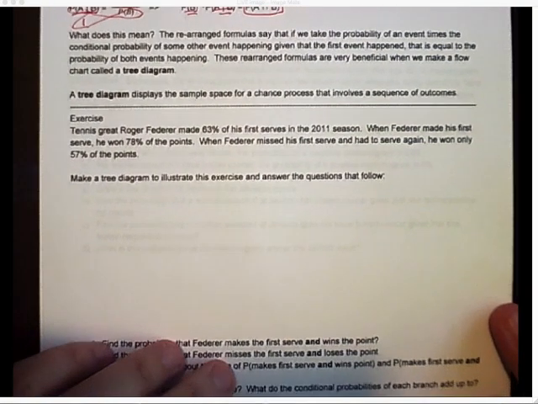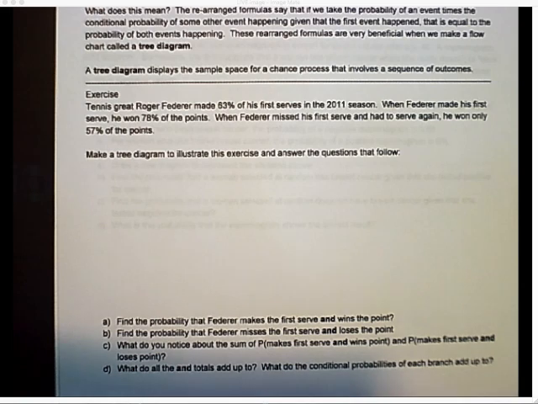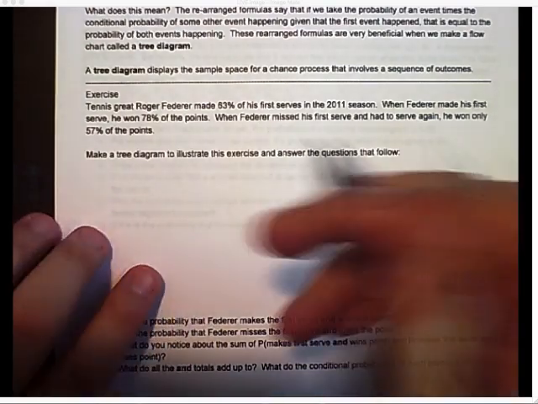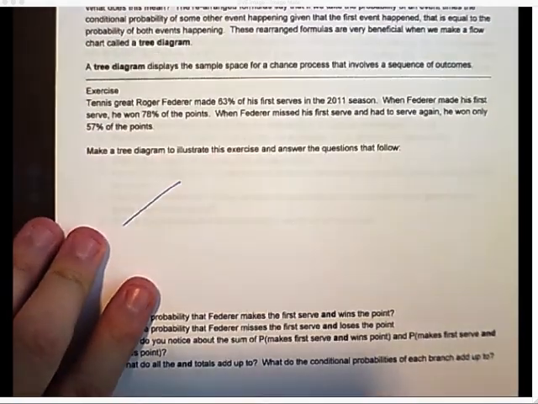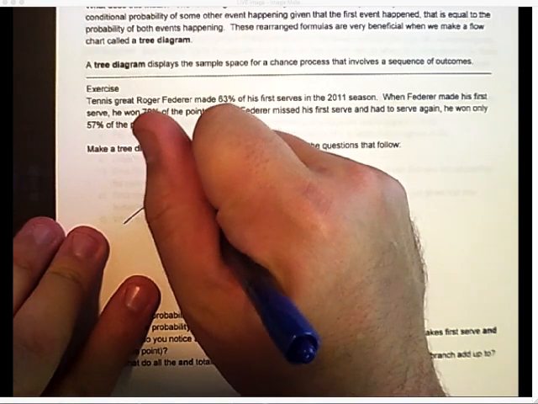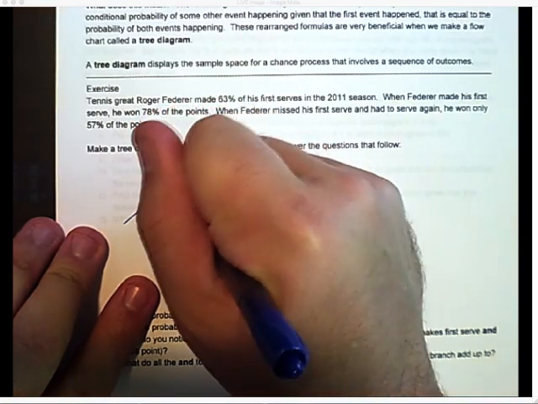Tennis great Roger Federer made 63% of his first serves in the 2011 season. When Federer made his first serve, he won 78% of the points. When Federer missed his first serve and had to serve it again, he won only 57% of the points. Make a tree diagram to illustrate this exercise and answer the questions that follow. So when he makes his first serve, okay, so we're going to label this makes first serve.